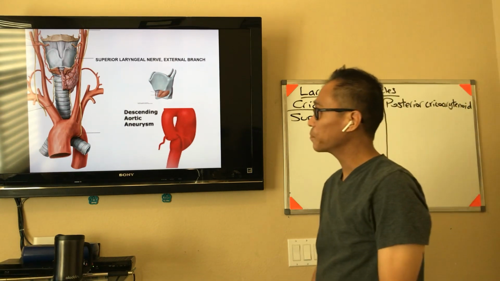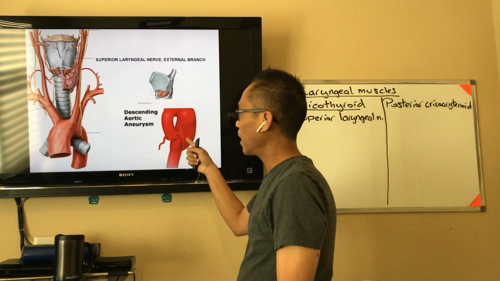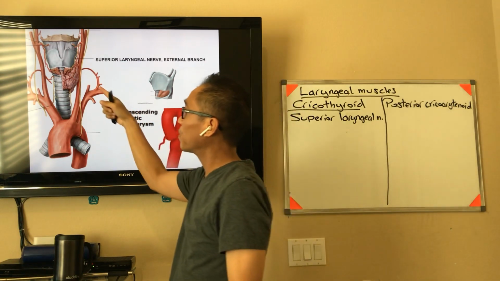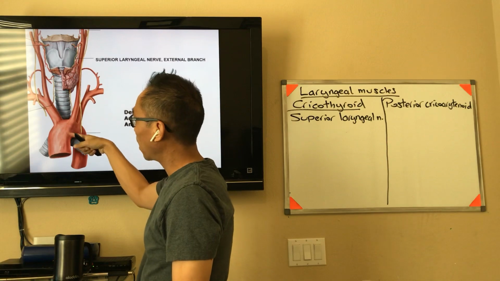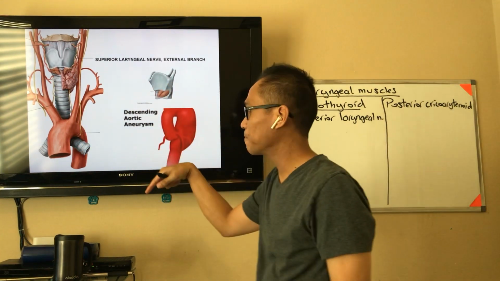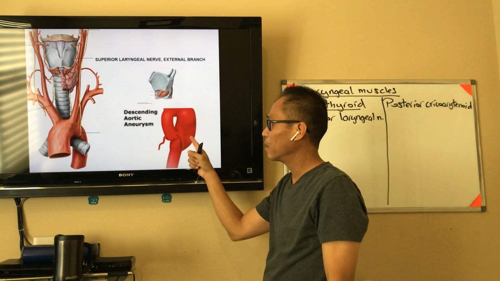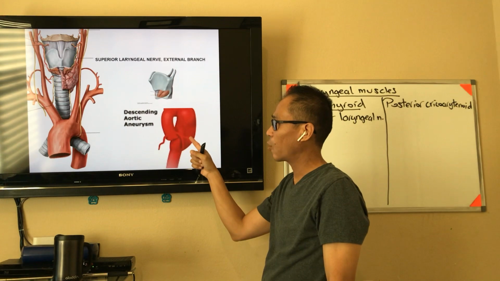So know the innervation. And I have this note here. Here's a dissecting aortic aneurysm. You can see how in the development they have to kind of loop under the aortic arch on this side. That would be the left side. And that can be a problem if you have a descending aortic aneurysm.